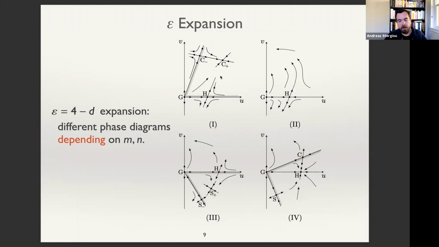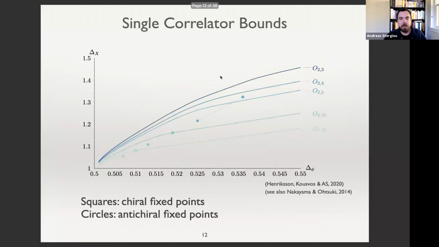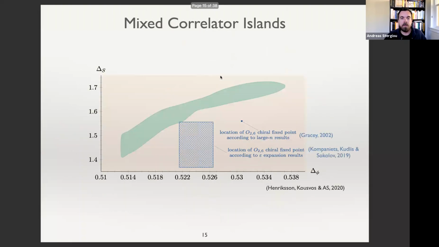So this has been discussed by people that do epsilon expansion, has been discussed by people that do functional RG, and with the Bootstrap, we were able for n equals 6 for the 2,6 theory to obtain an island using assumptions you can find in the paper. And we managed to look at the chiral fixed point specifically; according to large n calculations, it's supposed to be here.